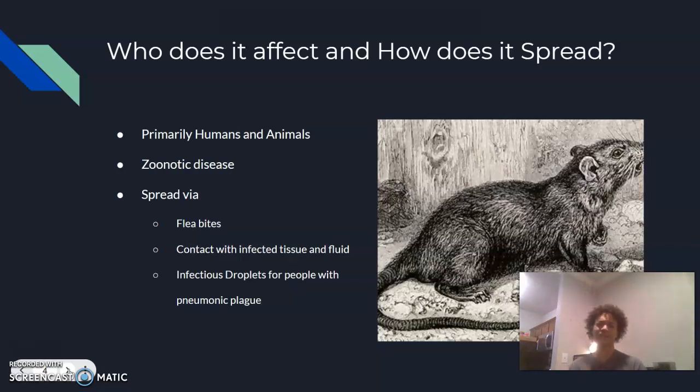And the third way I'd like to talk about how you could contract that bacteria is through infectious droplets. This one's specific to that pneumonic plague I talked a little bit about earlier, that infection of the lungs. So when that bacteria gets in your lungs, you're trying to get that bacteria out through that big, heavy, bloody cough. And as you're coughing that blood out, you're getting that bacteria on your hand.